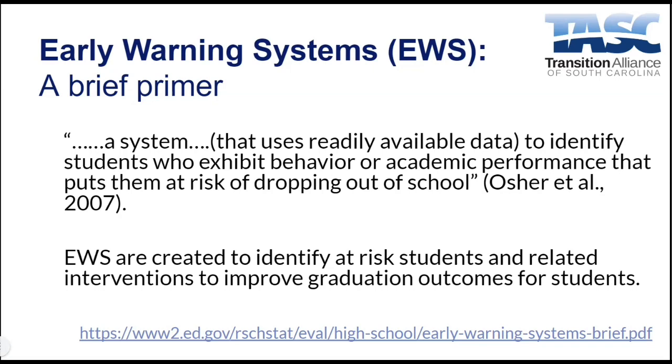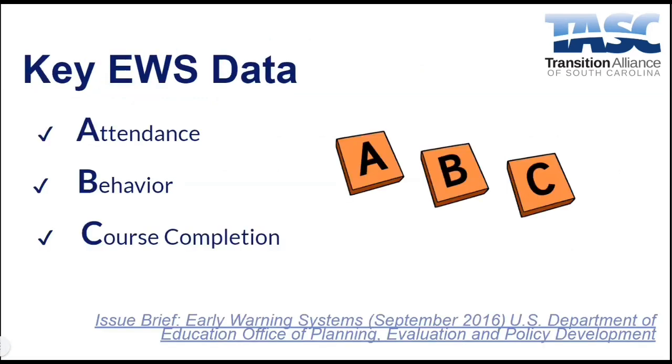Simply put, an early warning system is a system that uses readily available data to identify students who exhibit behavior or academic performance that puts them at risk of dropping out of school. Early warning systems are created to identify at-risk students and related interventions to improve graduation outcomes for students. So the data that is most often used for dropout prevention early warning system efforts is what we refer to as ABC data. And they are powerful predictors of which students are most likely to drop out of high school.